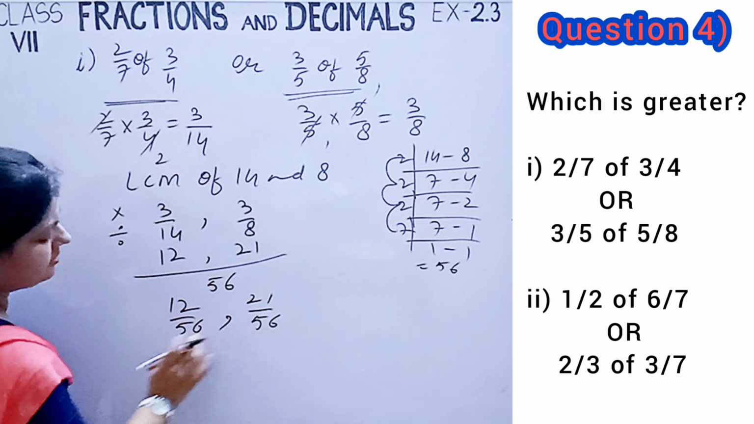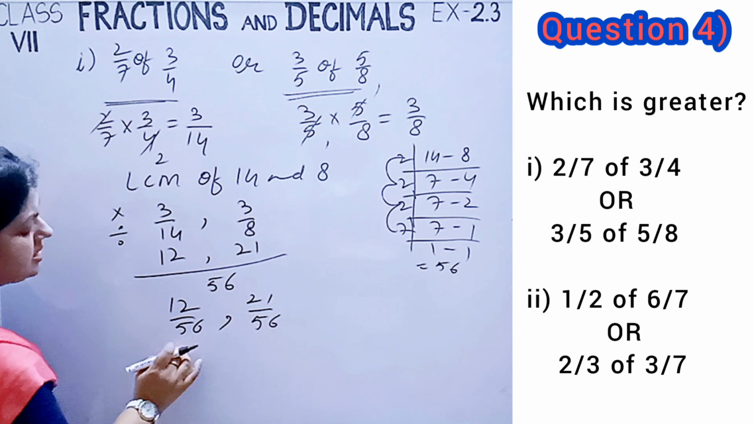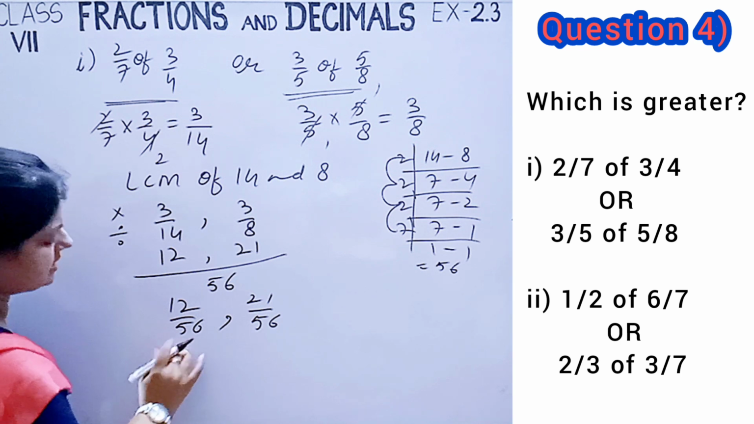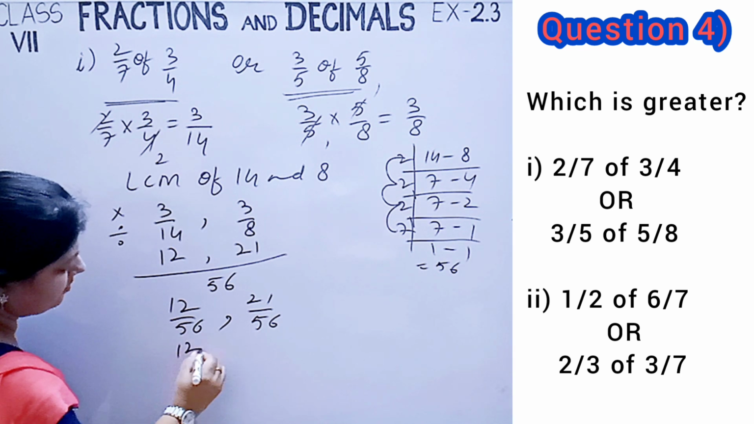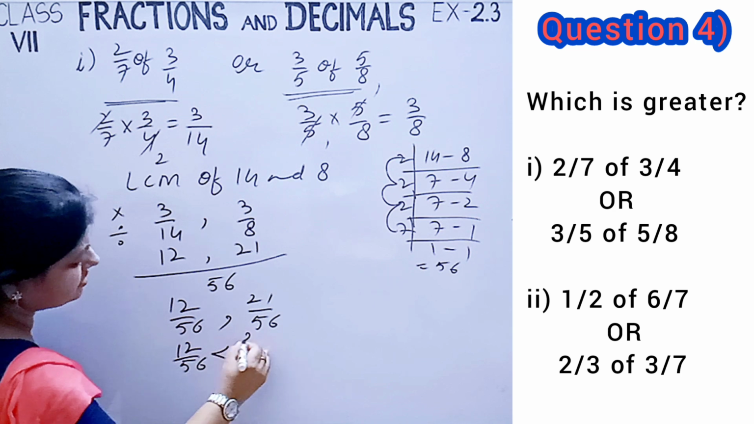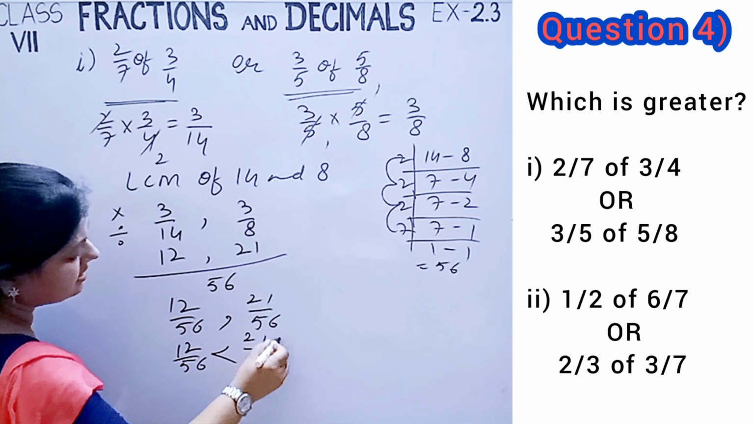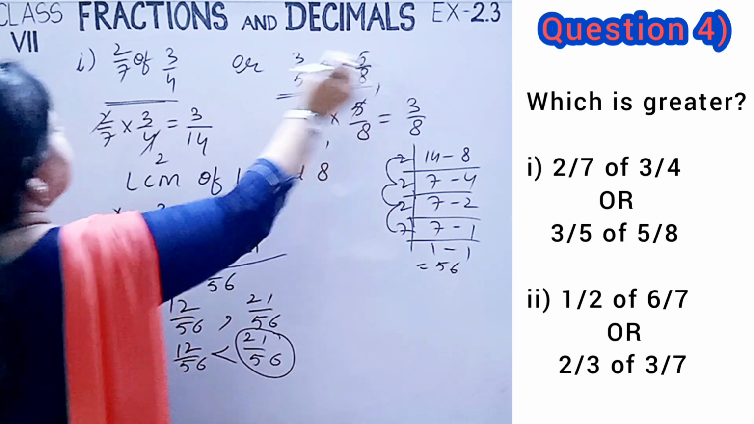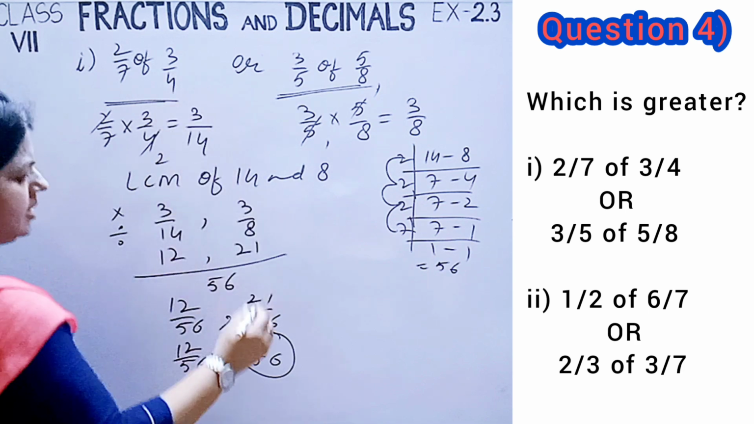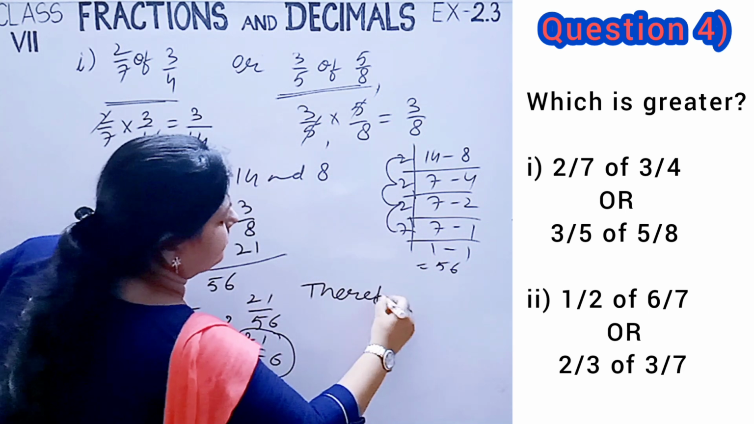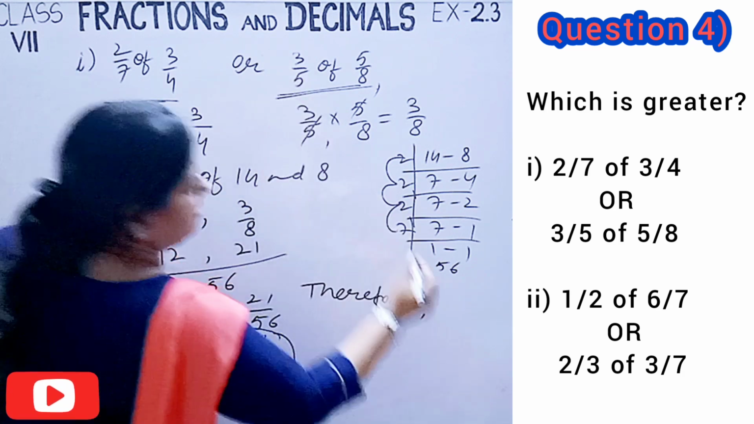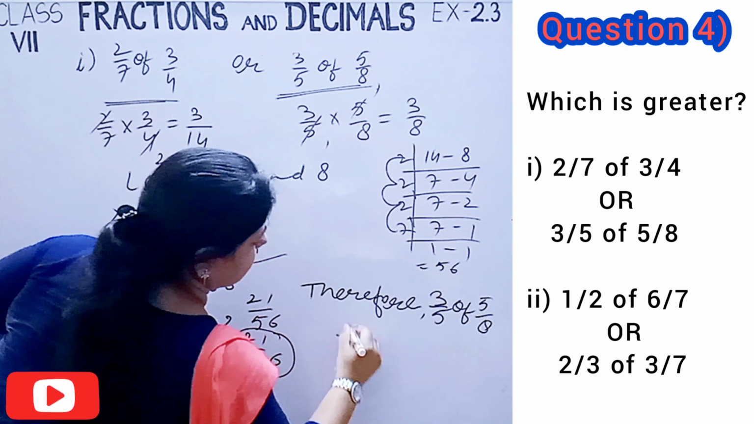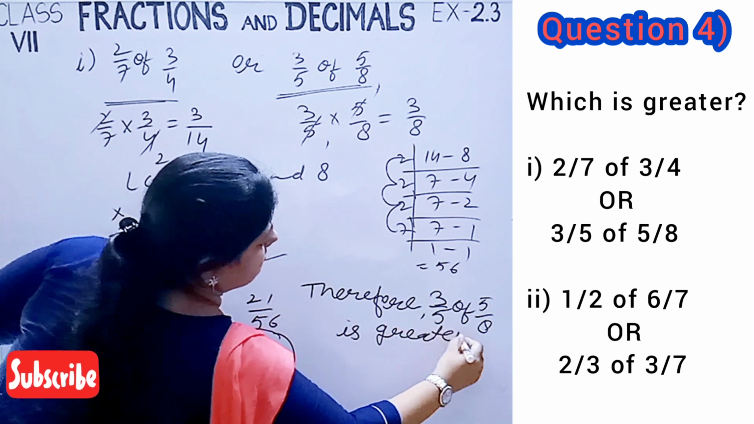So now there are like fractions. So easily we can compare it. Here we can see that 21 upon 56 is greater than 12 upon 56. So 12 upon 56 less than 21 upon 56. It means this one is greater. So 3 by 5 of 5 by 8 is greater than 2 by 7 of 3 by 4. Therefore 3 by 5 of 5 by 8 is greater. Answer.